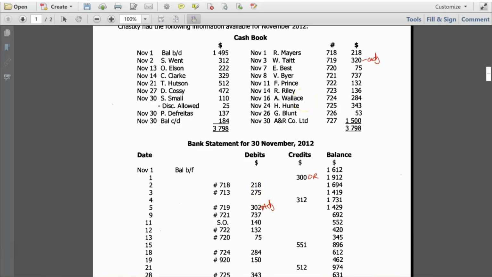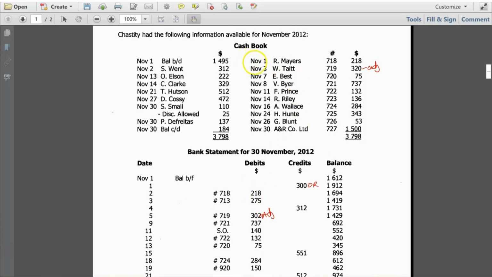Okay, the next transaction is check 718 for $218. Let's look at our cash book to see if we see it there. And yes, we do. Here it is. Check 718 for $218. There's nothing wrong with the amount, so we can go ahead and cross that amount off of our cash book and cross it off from our bank statement.